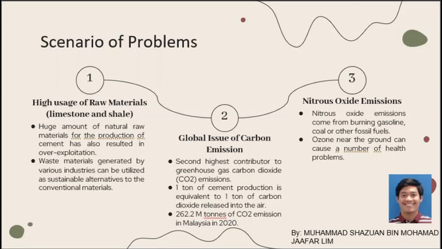Various waste materials generated by various industries can be utilized as sustainable alternatives to the conventional materials used in the production of cement. Hence, the use of such waste in the production of a sustainable alternative for cement would result in a significant reduction in the greenhouse gas emission cost and consumption of natural raw materials associated with cement.